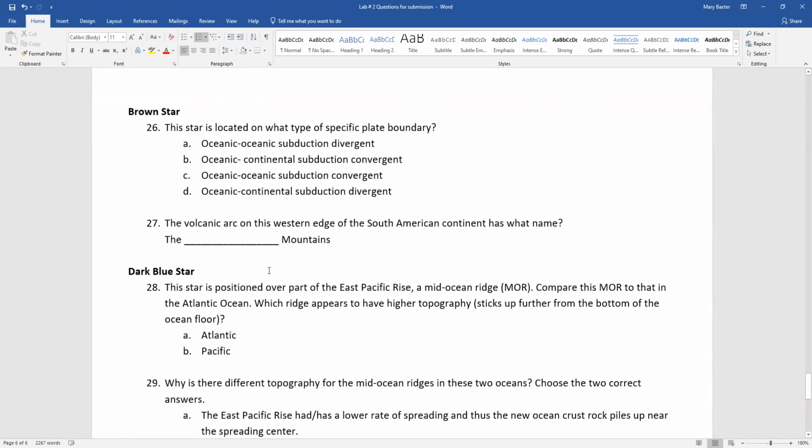Now we're going to look at the brown star in the Pacific. This star is located on what type of specific plate boundary? Okay, what are the two plates to each side? Are they oceanic? Are they continental? It's definitely a subduction. And then what kind of boundary is that? If you have subduction, and the volcanic arc on the western edge of the South American continent has what name? It's the Blank Mountains. And you may have heard of them. It's easily Googled if you didn't get it out of your readings or lecture notes, which I know that I talk about, and I'm sure that Marshak did too in the book.